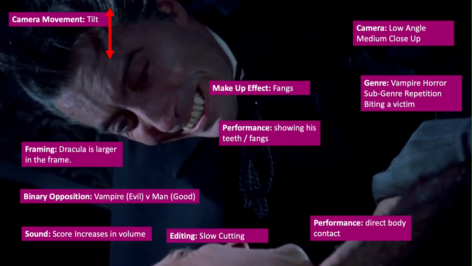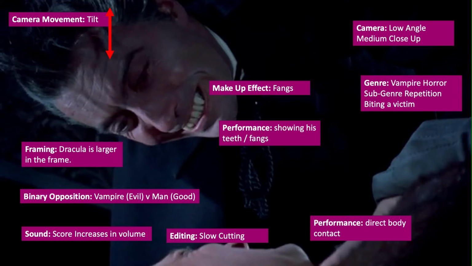So now I'm just going to analyse the rest of the scene. So in this shot, there's a camera movement, which is a tilt. This is to show Dracula getting closer to his victim, so it's building up tension. In terms of framing, Dracula is larger on the screen to show how big and powerful he is. In terms of binary oppositions, we've got the vampire versus the man, so we've got evil versus good. In terms of the score, it increases in volume as Dracula is about to bite, again building up that tension.